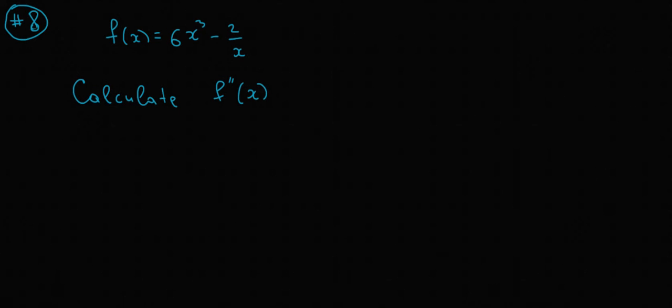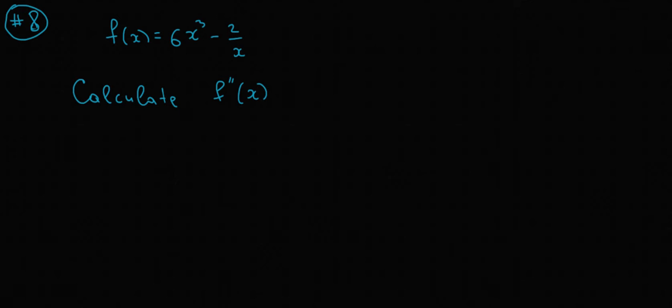In problem number 8, we are asked to calculate the second derivative of the function f of x equals 6x cubed minus 2 divided by x. The second derivative is simply the derivative of the first derivative. And so to calculate the second derivative, we would need to differentiate our function twice.